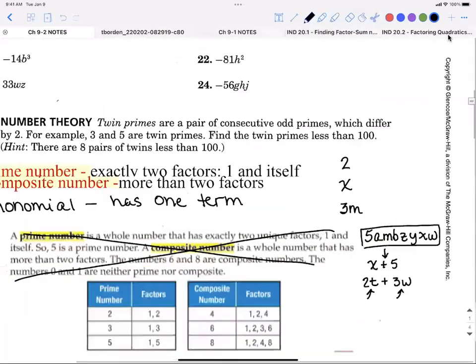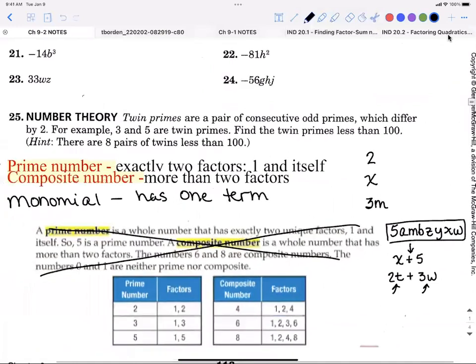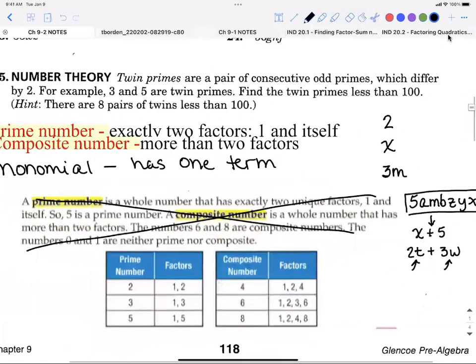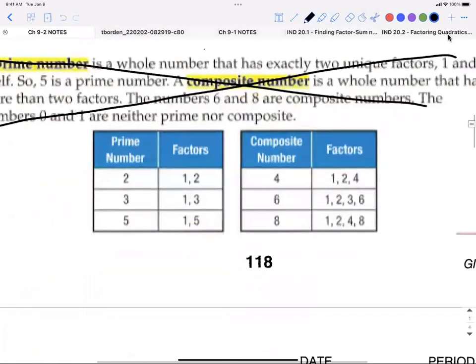So prime numbers, composite numbers, monomial, those are going to be some of the terms that we go with. Examples of prime numbers, you guys should be pretty familiar with this. 2, 3, 5, what's after that? 7. Not 9. 9 is 3 times 3. What's after 7?